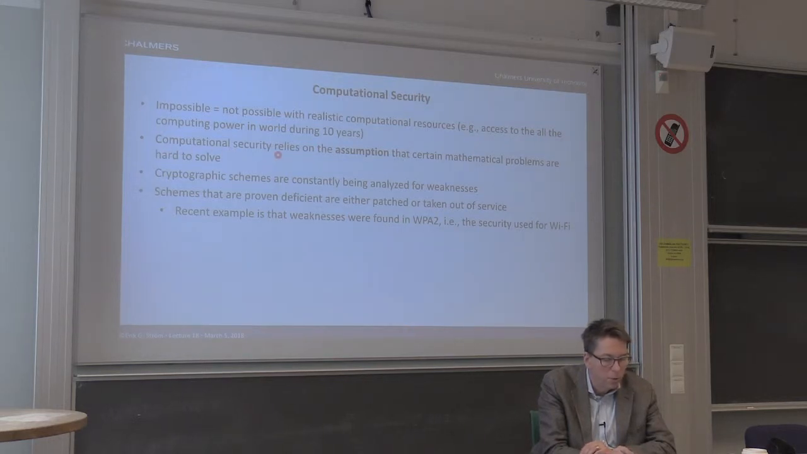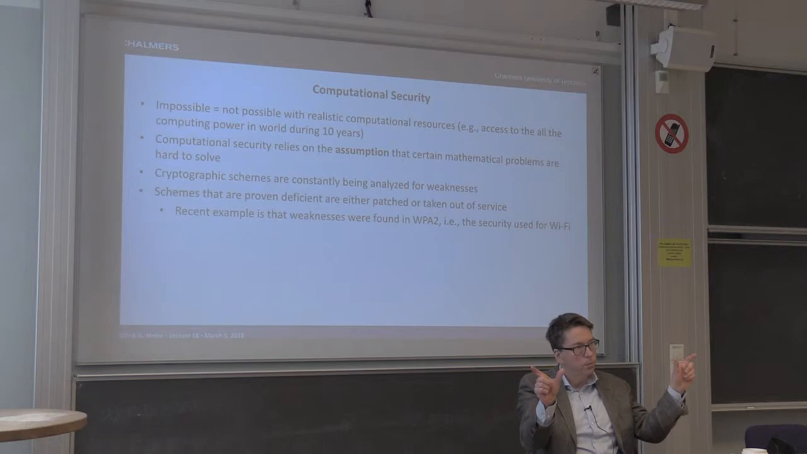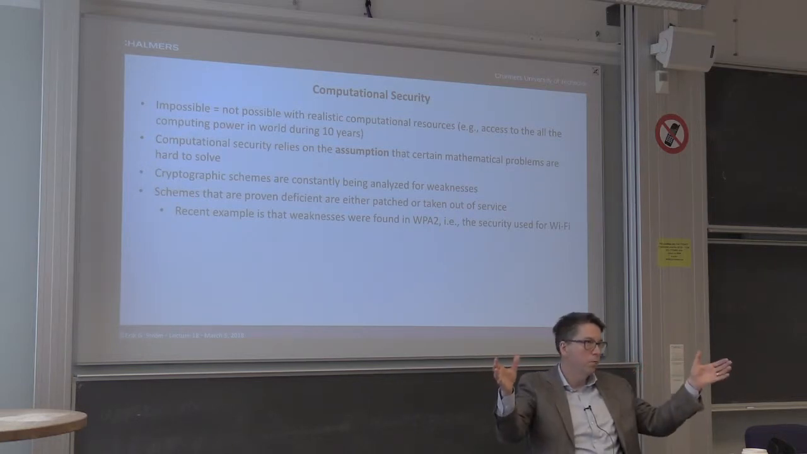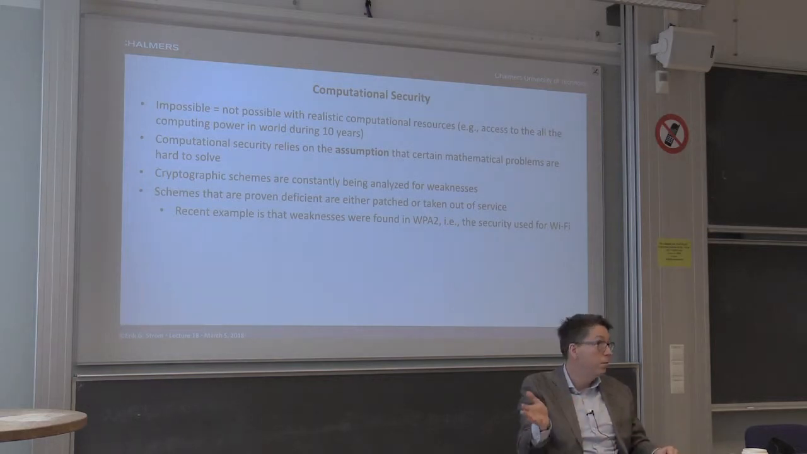Computational security actually relies on the assumption that certain mathematical problems are hard to solve. And maybe you heard of this. If we take 2 large prime numbers with hundreds or thousands of digits, and we multiply them together, we get a number which is 2,000 digits or so. If you have a 2,000 digit number which is the product of 2 primes, it's very difficult to factor that into the primes, in the sense that we know exactly what to do, but it takes forever to do it.